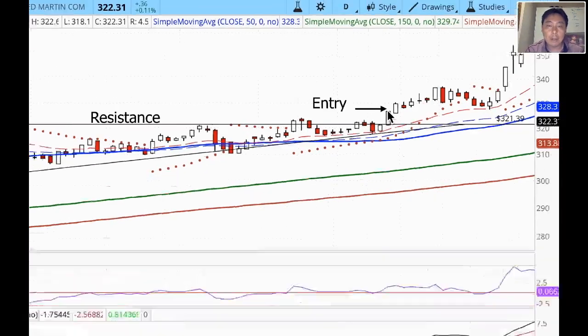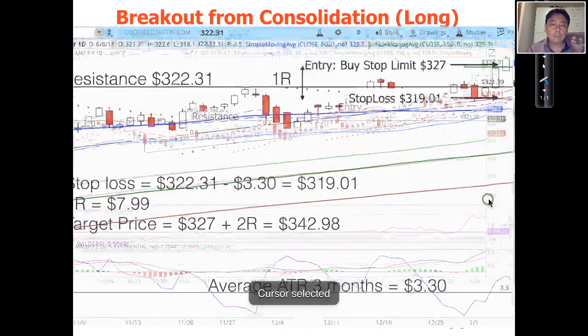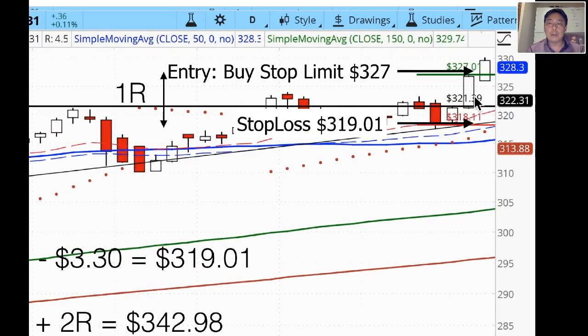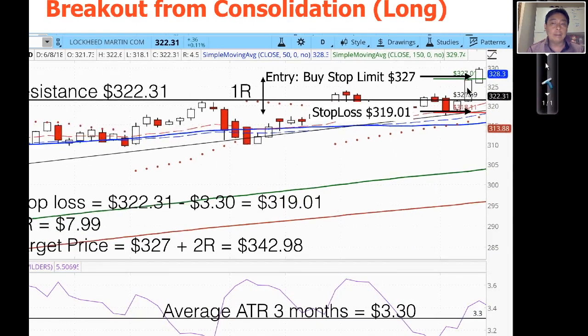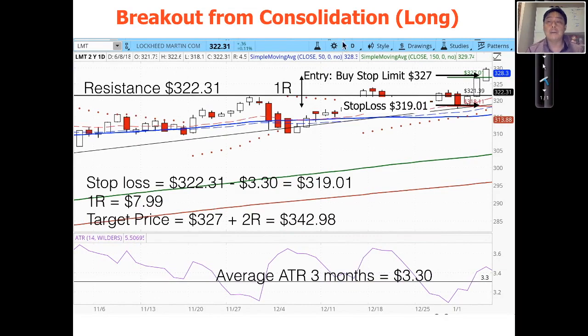Let me show you a closer look. So this is the zoomed in. Okay, there we go. Let me orientate you. This is the breakout candle which we talked about. If you put your cursor on the candle here, you can see H is high. This tells you the highest point of that candle. So we just take the high and we add 10 cents because it's a $300 stock.